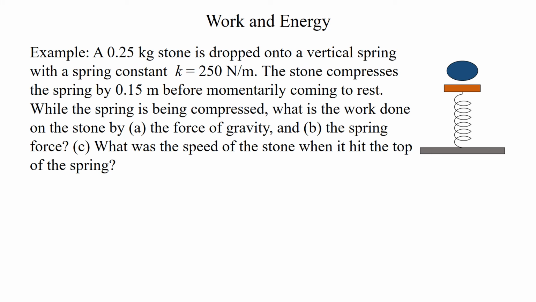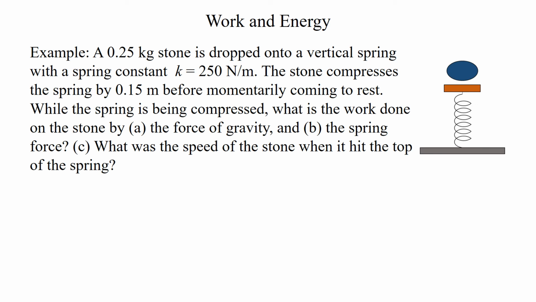So here we have a 0.25 kilogram stone dropped onto a vertical spring with a spring constant of k equals 250 newtons per meter. The stone compresses the spring by 0.15 meters before momentarily coming to rest. While the spring is being compressed, what is the work done on the stone by A, the force of gravity, and B, the spring force, and C, what was the speed of the stone when it hit the top of the spring?